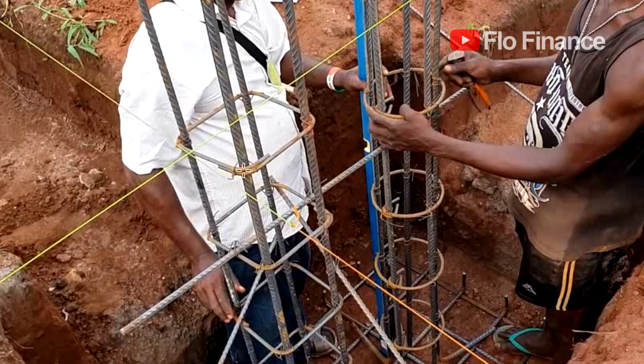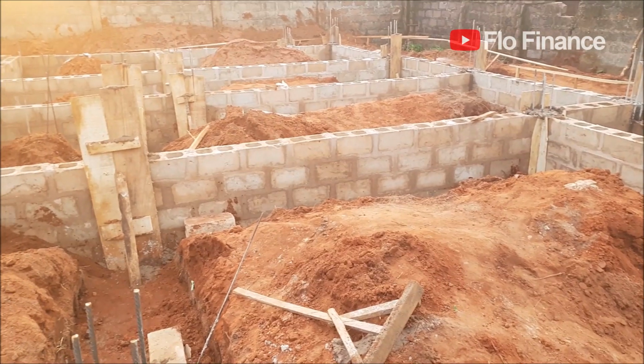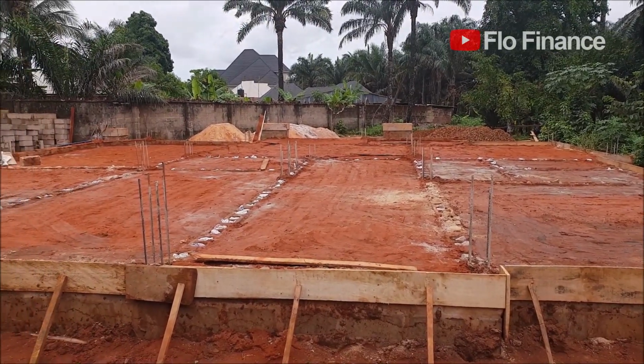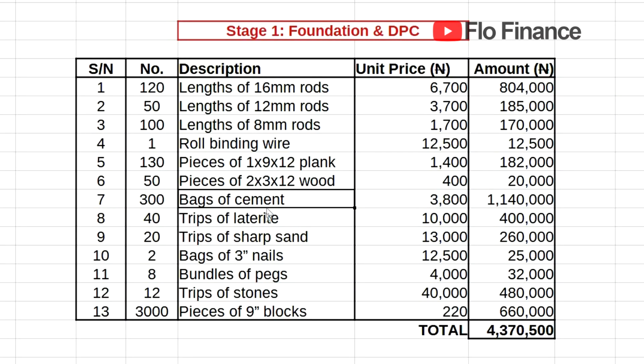This is the tiniest, the thinnest rod. It's a rod, but it's bendable. Then you need planks. They use the planks and the wood to make the pillars in the foundation, for the casting of these pillars that I showed you earlier. And of course, you need cement. You need laterite.